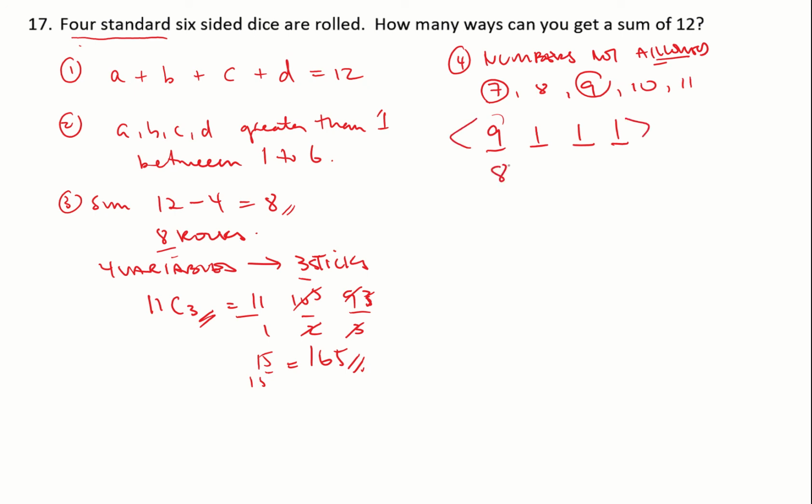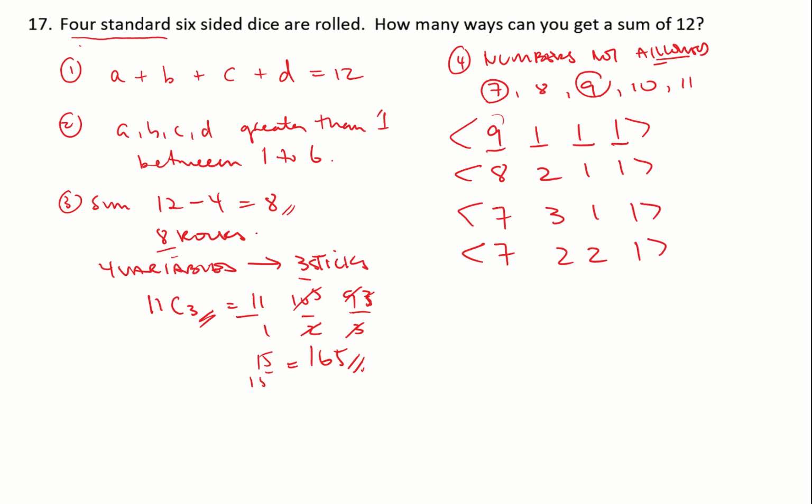Or you can have an 8, 2, 1, 1. So any ways of having 8, 2, 1, 1, it's also out, okay? And you can also have 7, 3, 1, 1, or 7, 2, 2, 1. Okay, so these are all the sets where you can't have a 7, you can't have an 8, you can't have a 9.